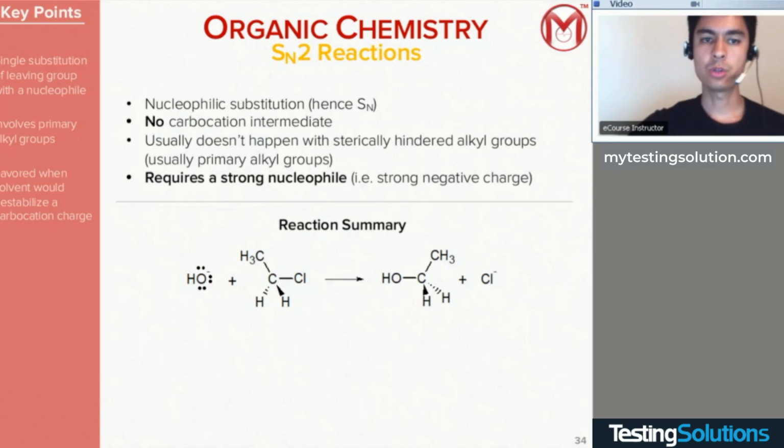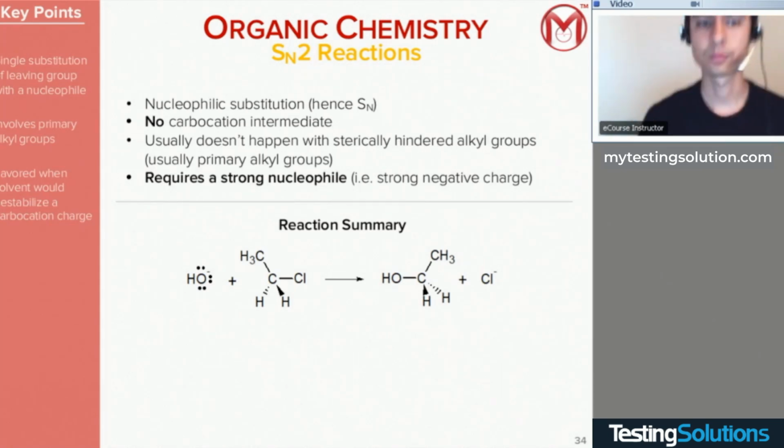SN2 reactions, also nucleophilic substitution reactions, do not go through a carbocation intermediate. It's a 2 because it is a bimolecular mechanism, and I'll describe how that looks in a moment. Here, because we don't have a carbocation forming, we require a strong nucleophile. So the nucleophile has to force off the leaving group.